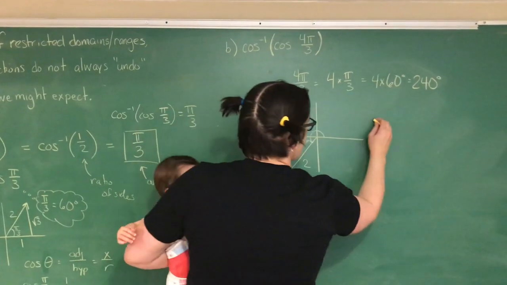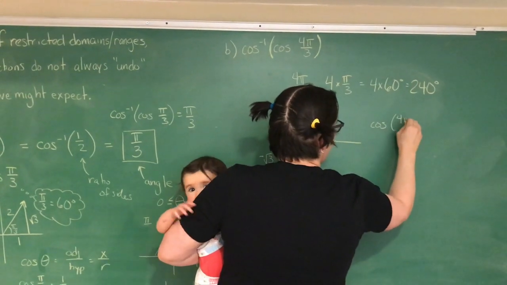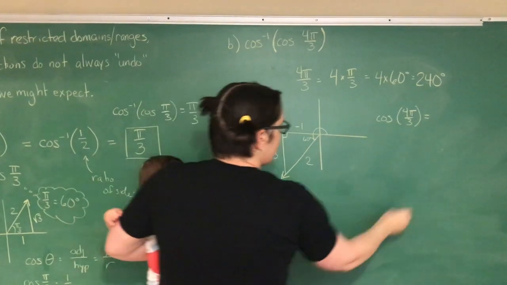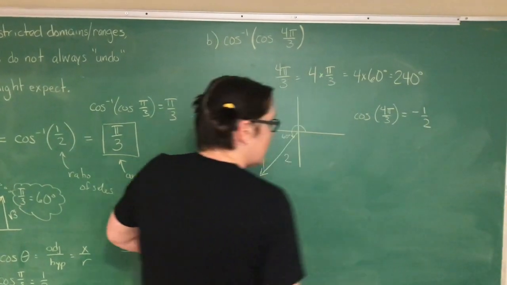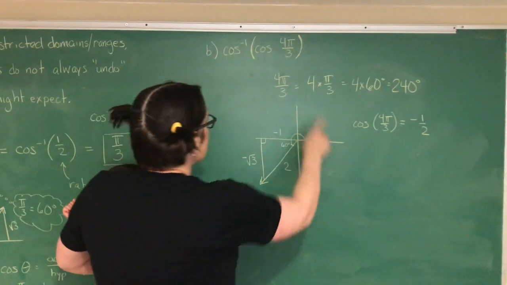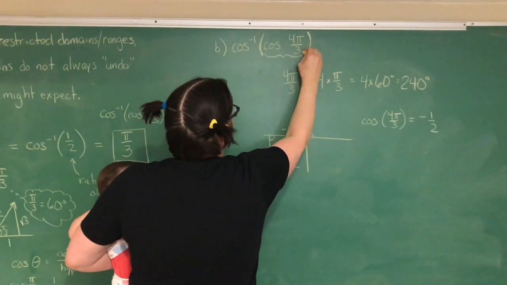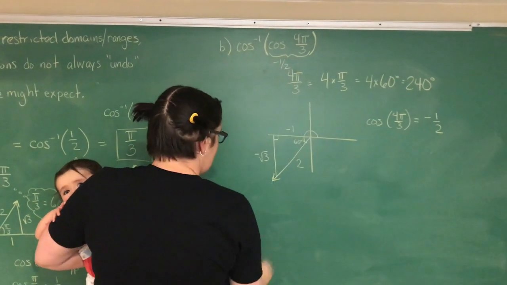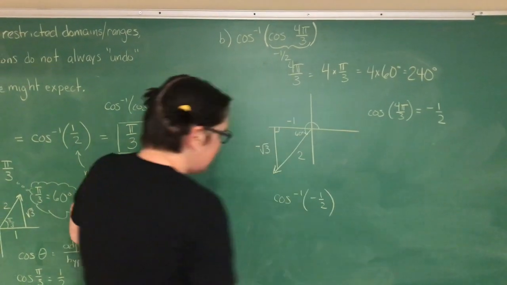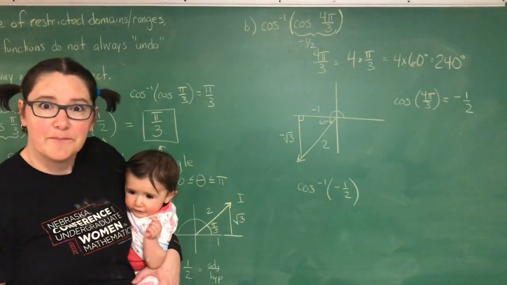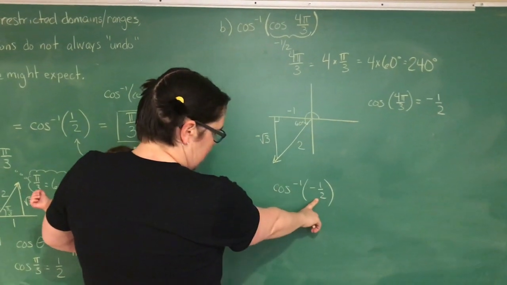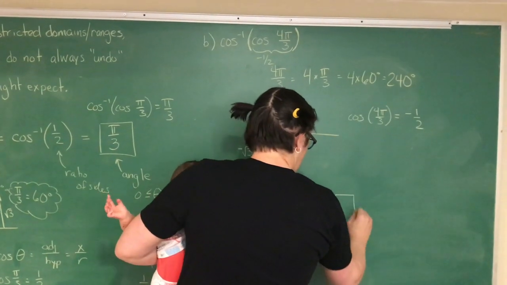So cosine of 4 pi over 3 is going to be the adjacent side over the hypotenuse, which is negative 1 over 2. Okay, so that's fine. So now that means that cosine of 4 pi over 3 is negative 1/2. So we want to evaluate inverse cosine of negative 1/2. All right. So I look at my ratio, and my output is going to be an angle.